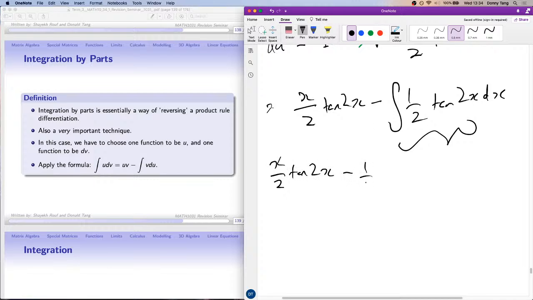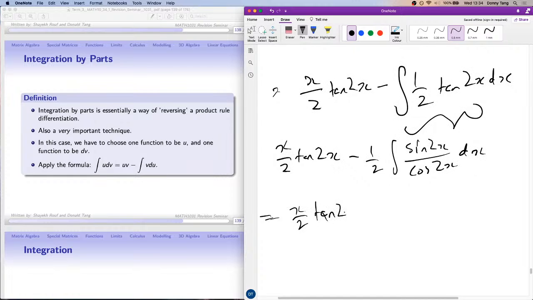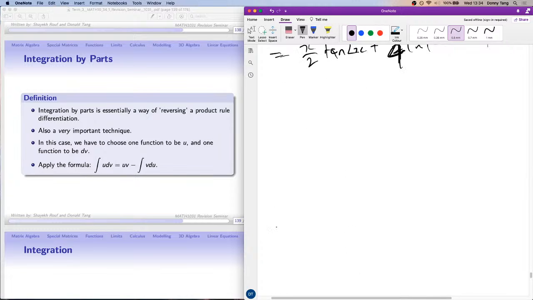Minus a half, this is going to be sine 2x on cosine 2x. Look, I'm not going to go through the steps for it, but this is what we call reverse chain rule, right? But you can use a substitution as well. Do it in your own time, but the integral is going to end up being 1 on 4, actually, ln cosine 2x, right? So yeah, definitely give this a try.